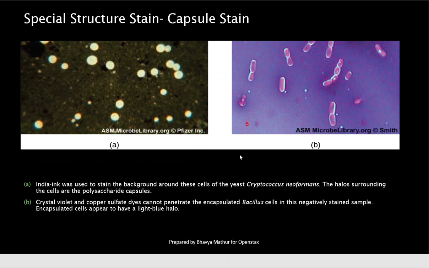Special structure stains, capsule stains. This is one situation where, if you look here, we've stained the actual bacterial cells right there. And then we also stain the background. And if you look, you can see there's the cell, there's the background, and you see this cleared space around it. That's the capsule. So you've got a bacteria that has a capsule around it. Helps to protect them and makes them a little bit more difficult for us to repel.